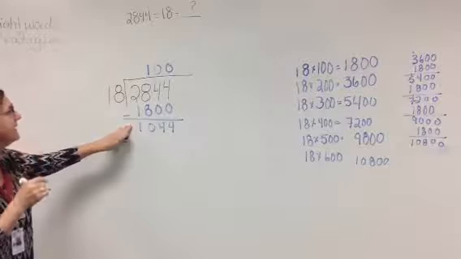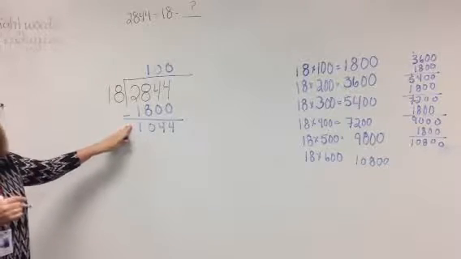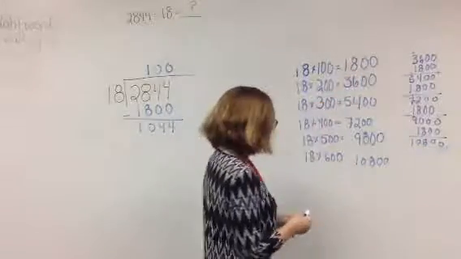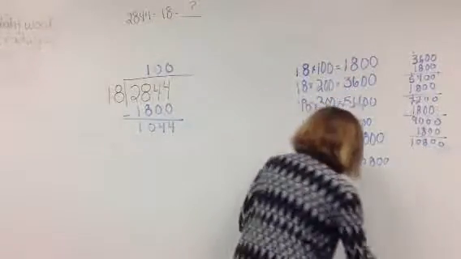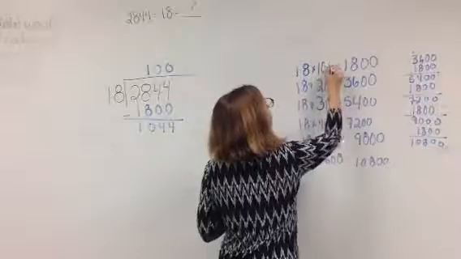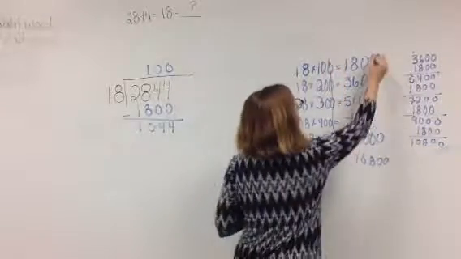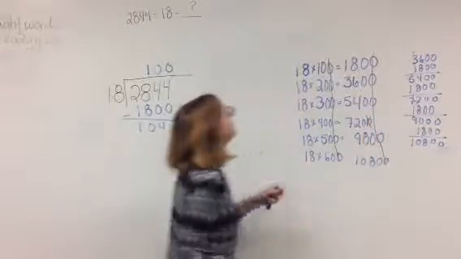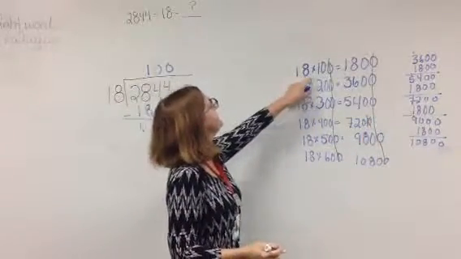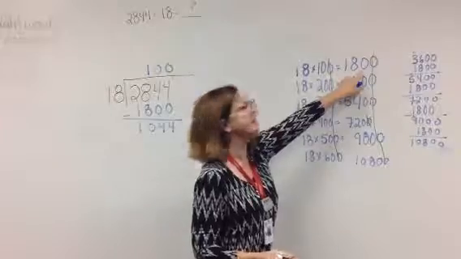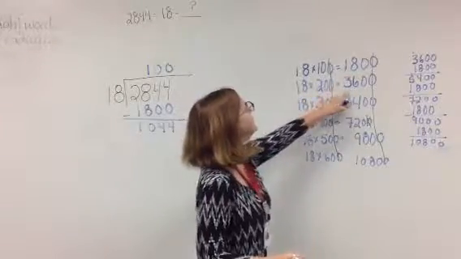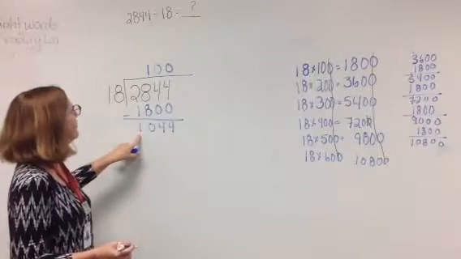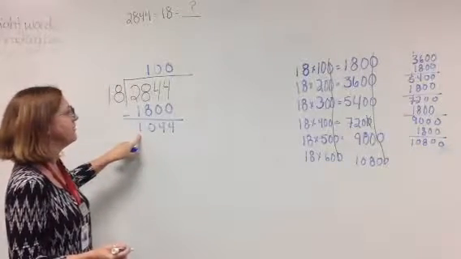So again, now I'm going to go to my tens. All I have to do to go to my tens is cross off the zeros here and the zeros here. Cross off that one. So now I know that 18 times 10 is 180. 18 times 20 is 360. I still need to figure out which is close without going over.